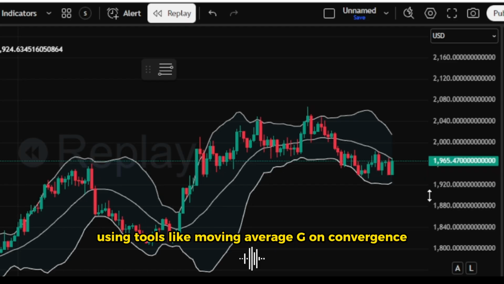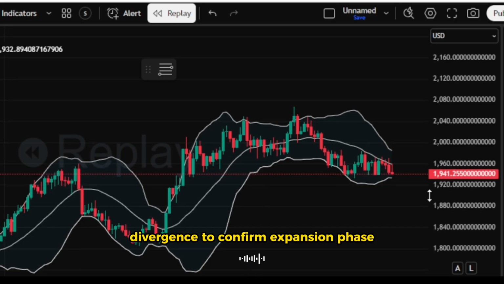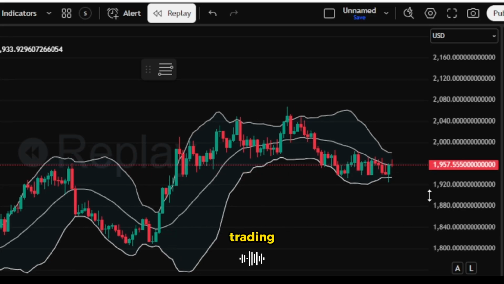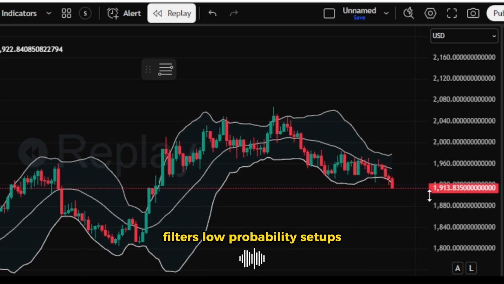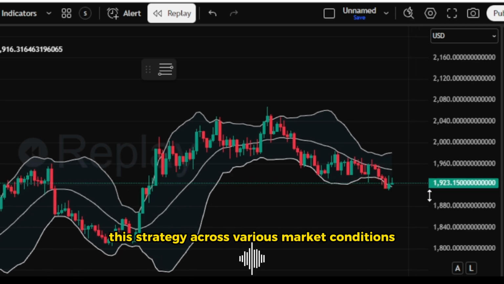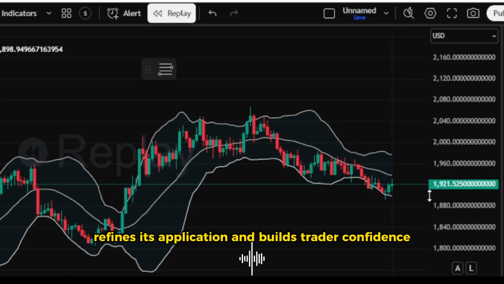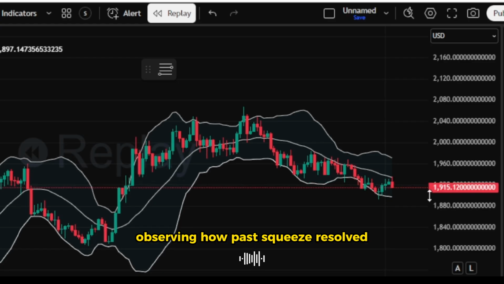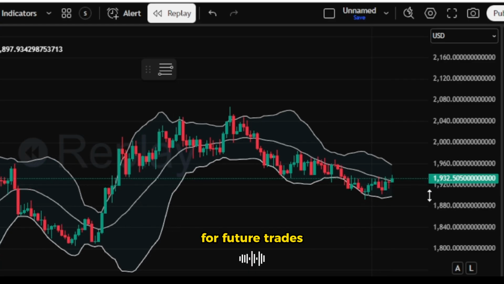Momentum indicators, using tools like moving average convergence divergence to confirm the expansion phase. Higher timeframe alignment: trading squeezes in the direction of weekly or monthly trends filters low probability setups. Backtesting this strategy across various market conditions, instruments, and timeframes refines its application and builds trader confidence. Observing how past squeezes resolved aids in developing realistic expectations for future trades.